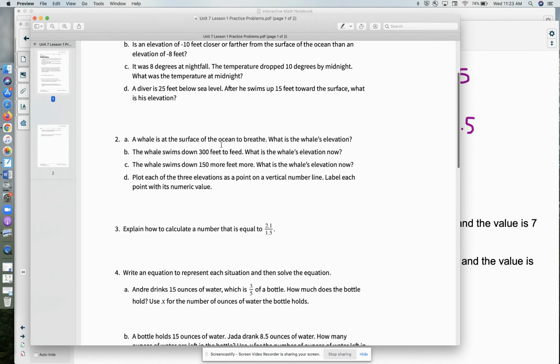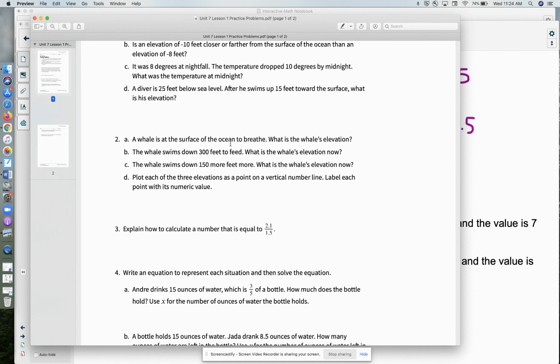Number 2, a whale is at the surface of the ocean. Again, sea level. What's the whale's elevation? 0 feet. The whale swims down 300 feet. What's the whale's elevation now? It's -300. Or you can say 300 feet below sea level. Okay, some of us put 300 feet. It's not 300 feet. It's -300 feet. If you want to say 300 feet, make sure that you say 300 feet below sea level. So the whale swims down 100 feet more. The elevation now is -450 or 450 feet below sea level.